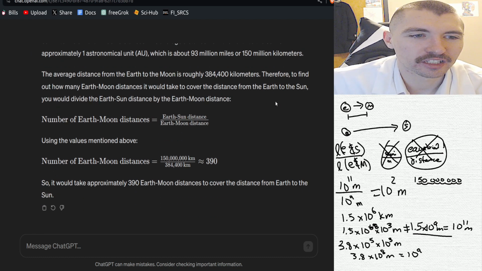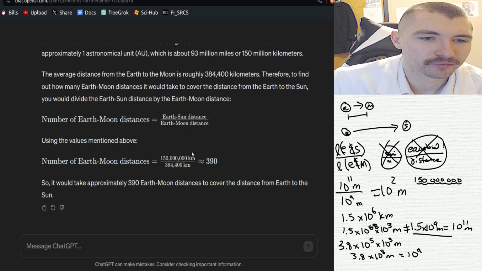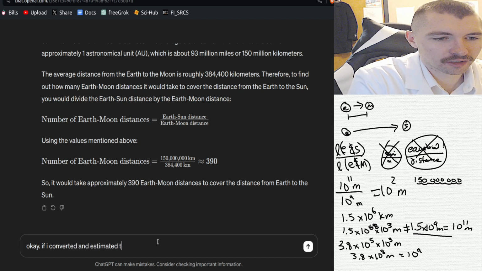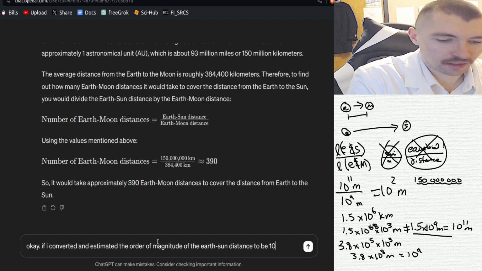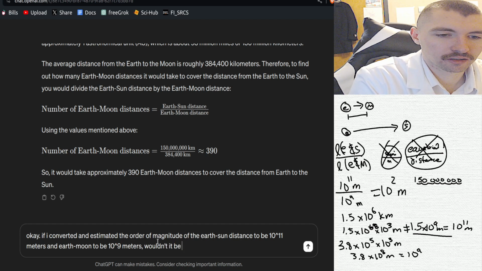Let's see how ChatGPT might calculate it. Therefore, to find out how many Earth-Moon distances it would take to cover this, divide Earth-Sun, so we did 10 to the 11, by Earth-Moon, so we did 10 to the 9, is 3.9. Okay, if I converted and estimated the order of magnitude of the Earth-Sun distance to be 10 to the 11 meters and Earth-Moon to be 10 to the 9 meters, wouldn't it be 10 to 2?